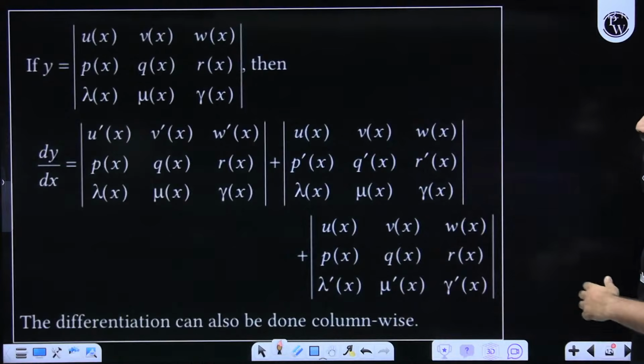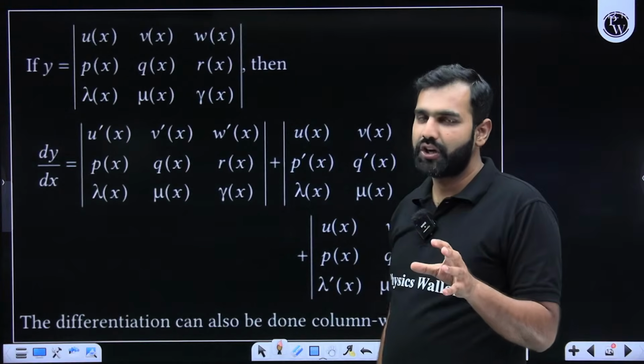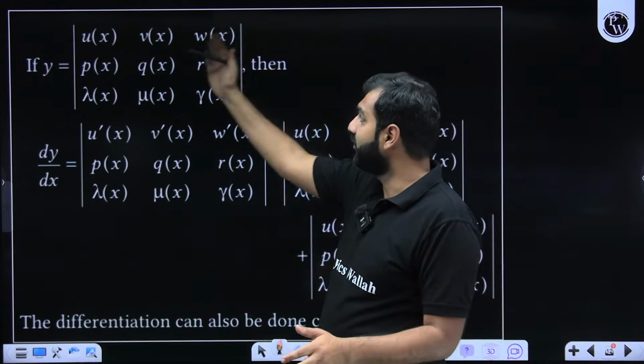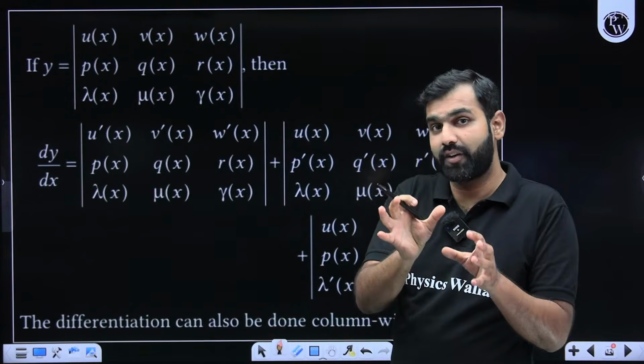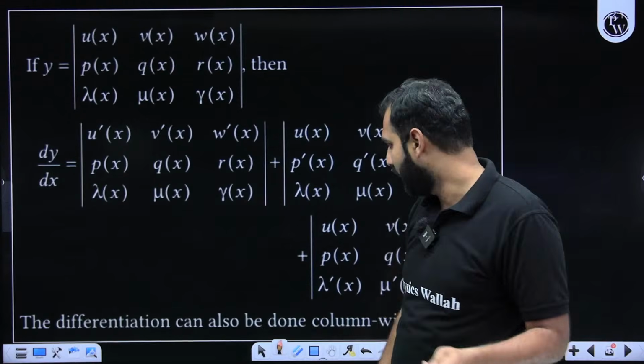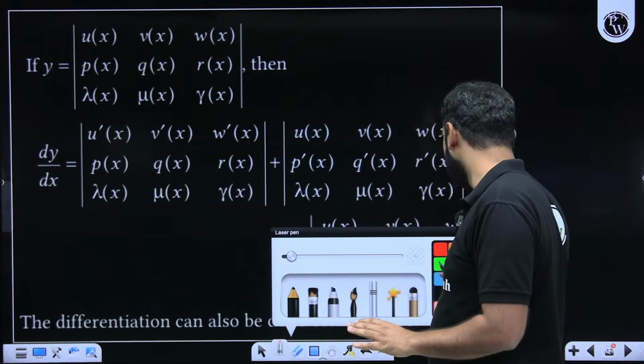Let's see what we see next. Whenever you are asked to differentiate a determinant, do you know you can differentiate a determinant as well? Let's say the determinant is a function of x. All the elements, all the entries are functions of x. So you can differentiate it either row wise or column wise. How do we do it? Here, the idea is really simple, students.